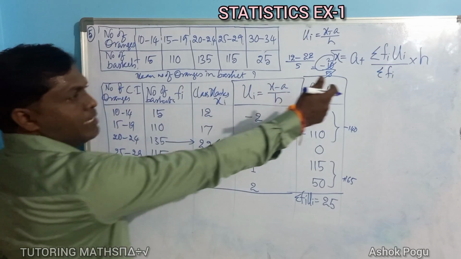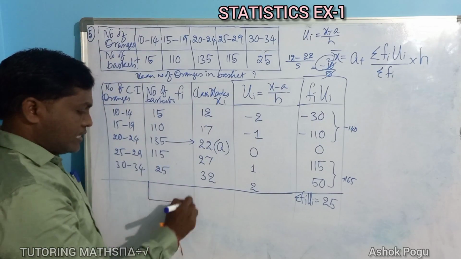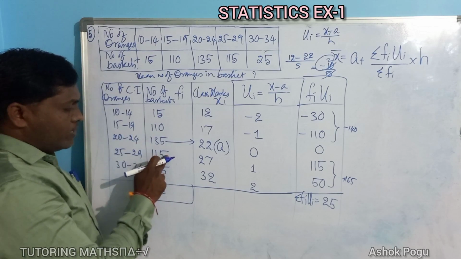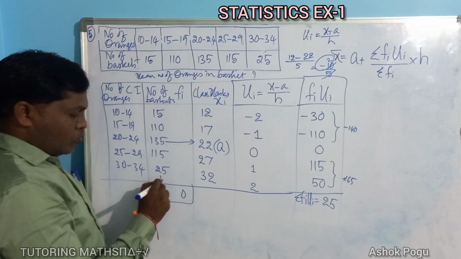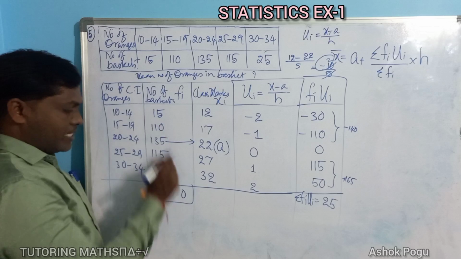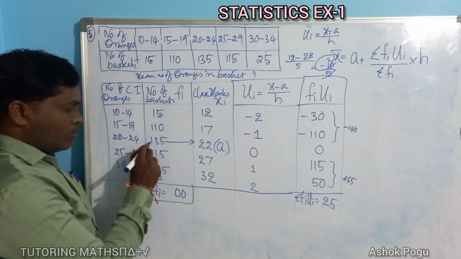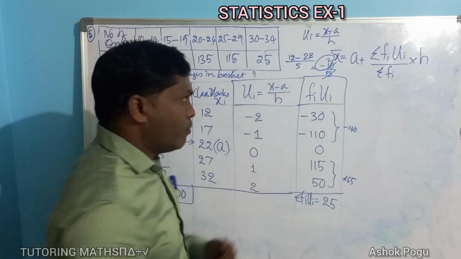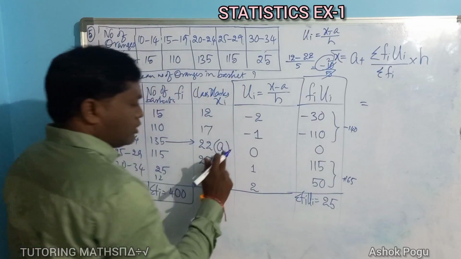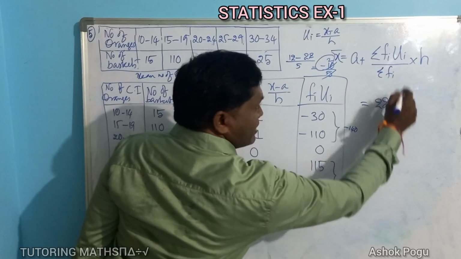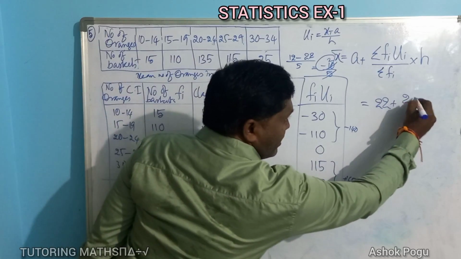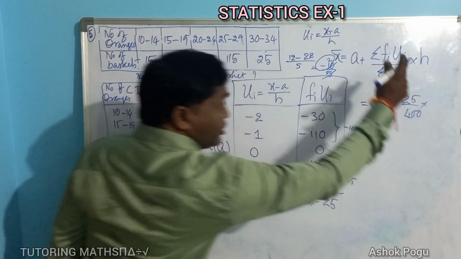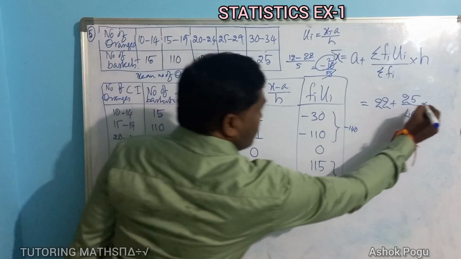Plus 165 minus 140 gives plus 25. And coming to sigma Fi, what is the sum of the frequencies? Just find the sum. 5 plus 5 is 10, plus 5 is 15, plus 5 is 20, 2 and 2 is 4, 1, 5, 3, 8, 9, 10, 1 is left, 1 plus 1 is 2, plus 1 is 3, plus 1 is 4. It is 400. Let us substitute in the formula. That is x bar is equal to a, which is 22, plus sigma Fi Ui, that is 25, by sigma Fi, which is 400, into h, the height of the classes, which is 5.